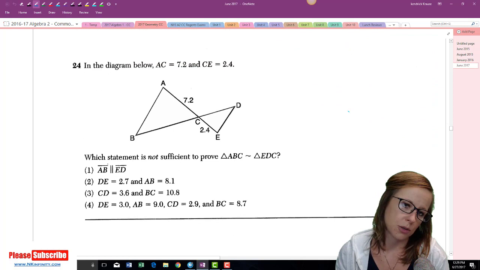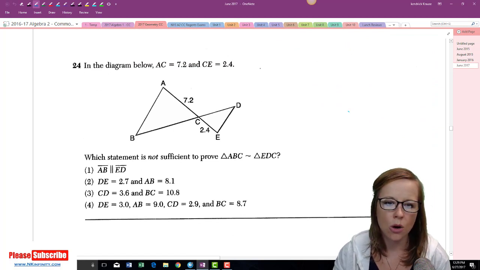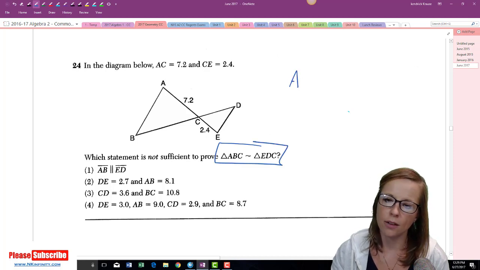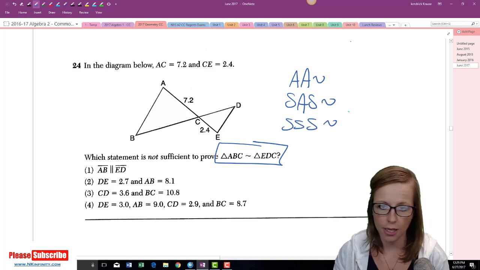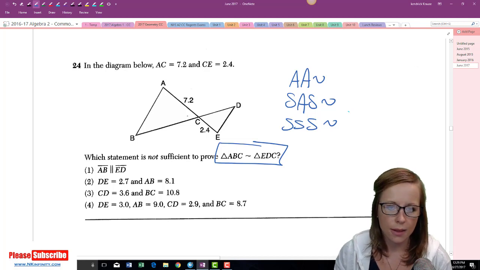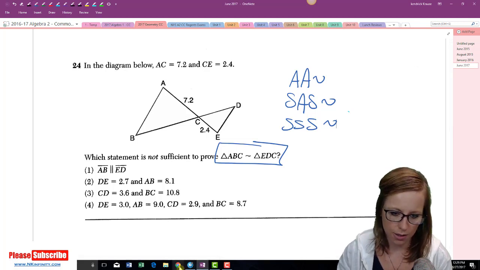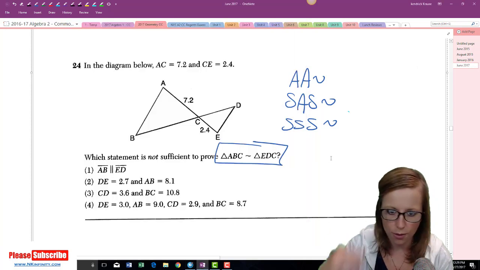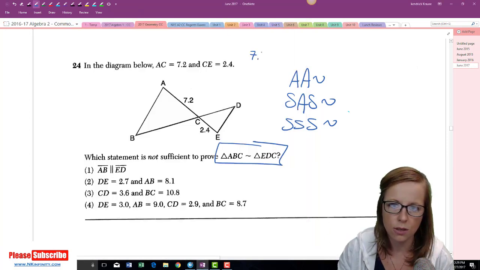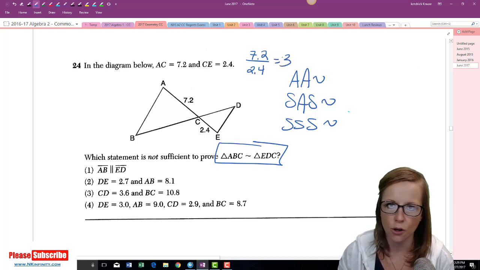Okay, I'm going to go the short way through this question. So we know that if we're going to try to prove similarity, we have angle-angle similarity, we have side-angle-side similarity, and we have side-side-side similarity. True? No other similarities. So they give us these two sides, and I'm actually going to figure out, let's just go here, 7.2 divided by 2.4 is 3. So 7.2 over 2.4, just so I can check the scale factors for the other sides to see if they're in proportion.